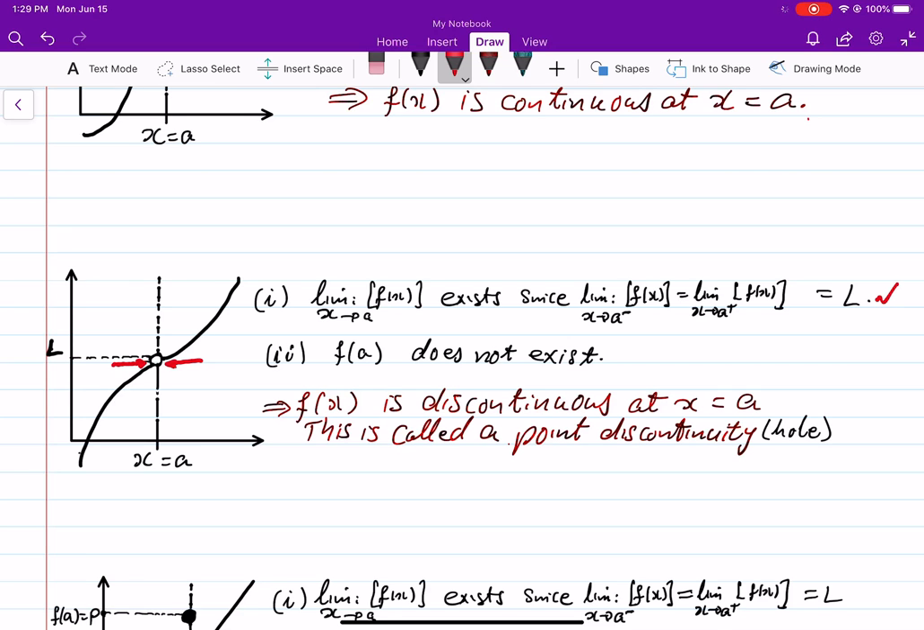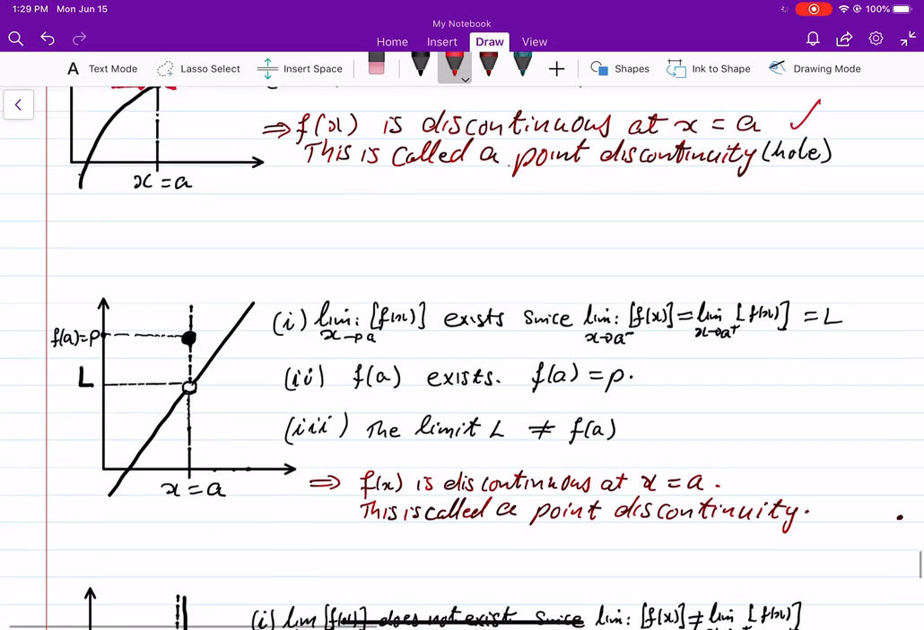The limit exists. Second condition, f of a does not exist. Why? Because there's a big hole in the function. The function is undefined when x is equal to a. What's my conclusion? My conclusion, written right here, says that f of x is discontinuous at x equal to a. And the point on the function where x is equal to a is called a point discontinuity, or a hole. Just as it shows up in the function there, it looks like a hole in the function. Y doesn't exist at that point, but the limit exists. All right, so make sure you understand that subtle difference. Let's go to the third one. This one is interesting.